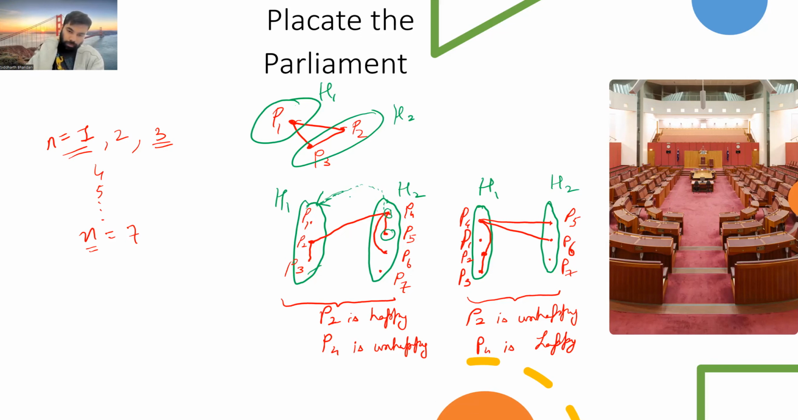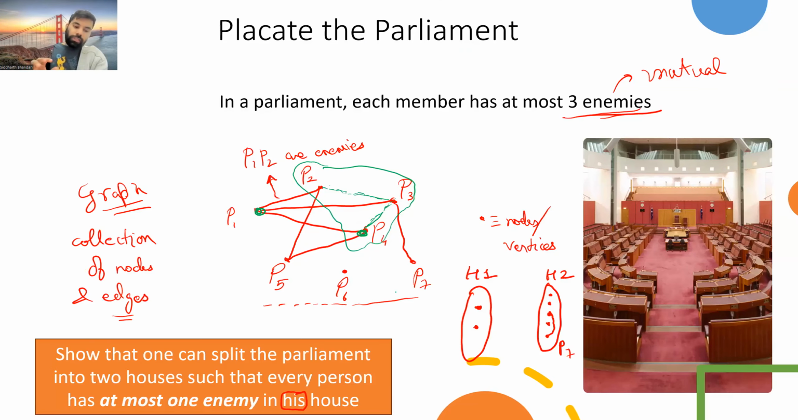Ishan is asking, what is the question? Okay, the question is the following. I made this local improvement, Ishan. I sent P4 to house 1. I don't know what you meant by the question, the original question or this one. Let me say the original question first, then I'll say this one. The original question is saying that we can split the given number of people into 2 houses such that each person has at most 1 enemy. He's asking this one, not the original question.